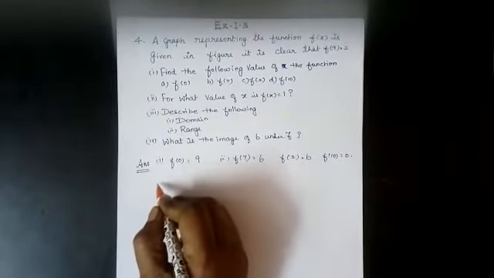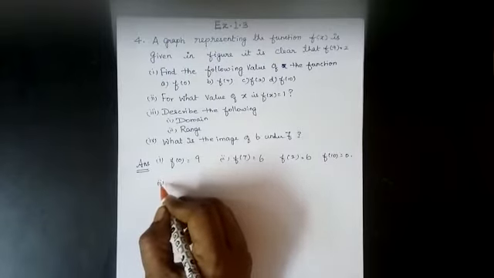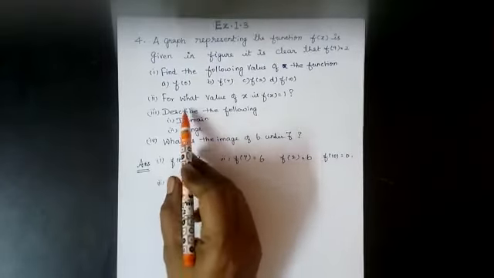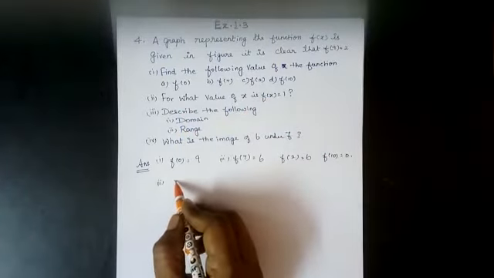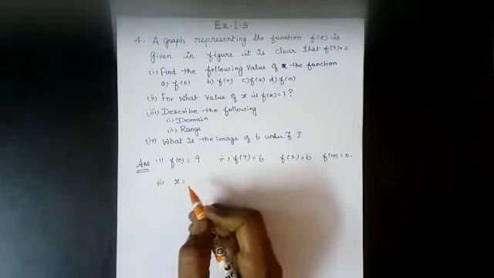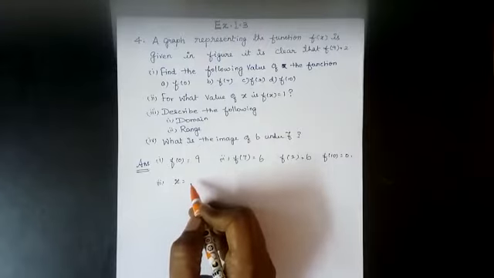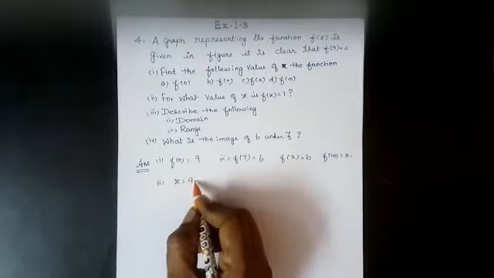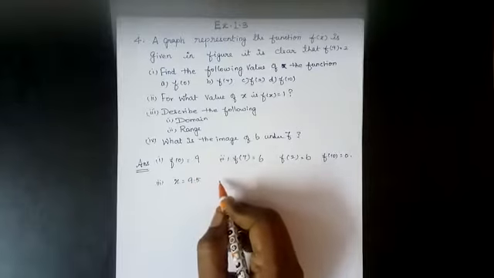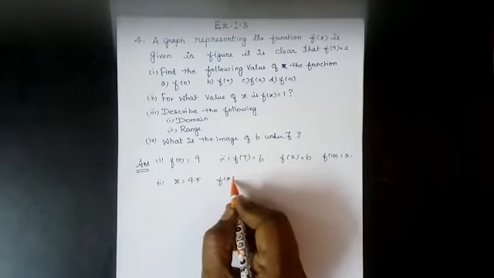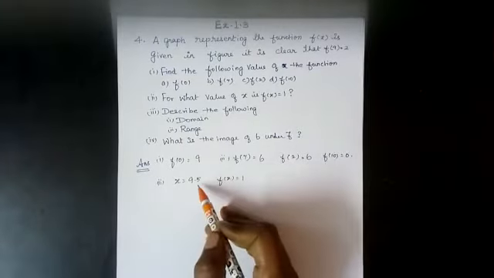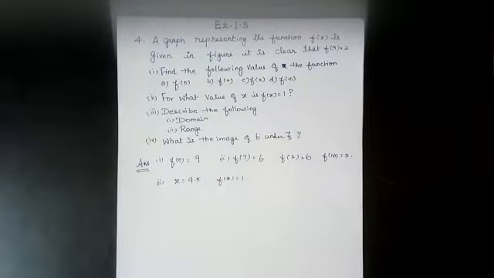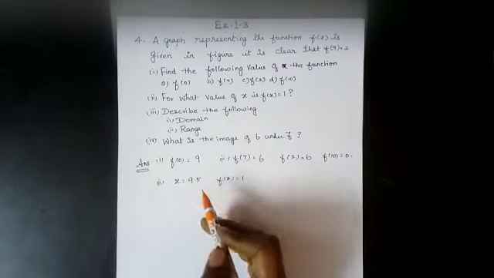Now the second question asked here is to find x. For what value of x is f of x equal to 1? When you look into the graph, you will find x is equal to 9.5 for f of x equal to 1. So it is between 9 and 10. It cuts the x-axis between 9 and 10, so it will be 9.5.